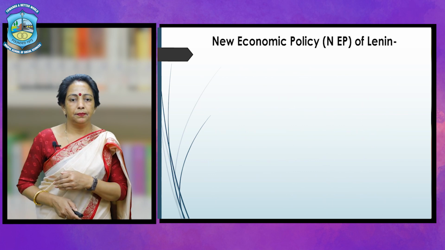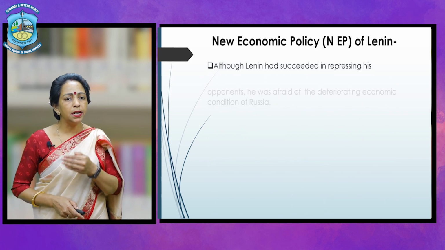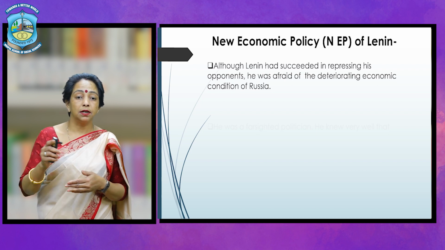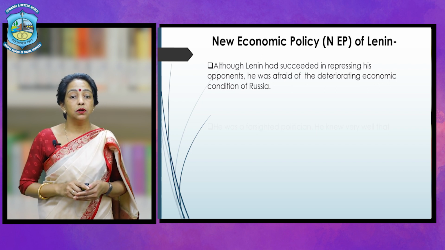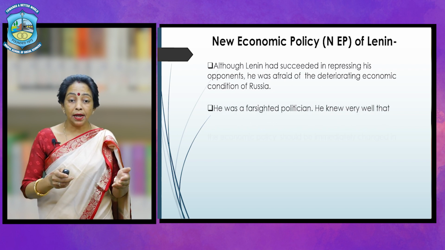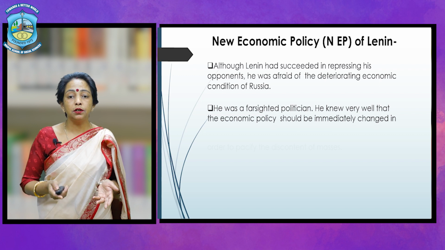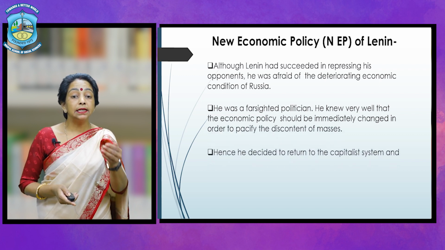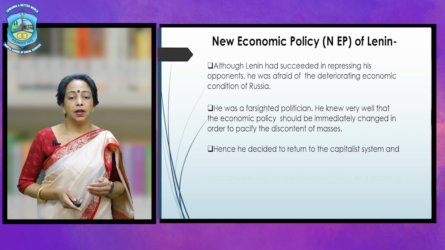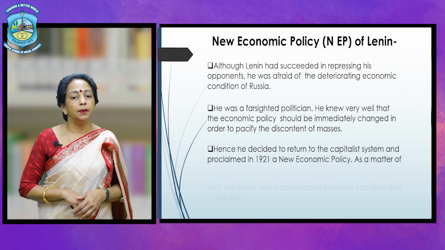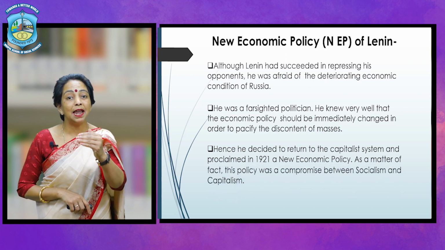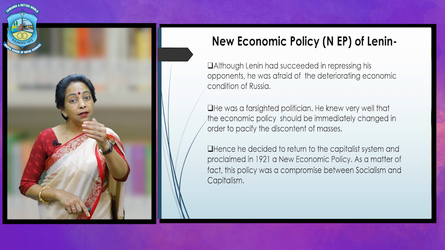Later in 1921, some problems again started in Russia, and these were all economic problems. So Lenin issued a new economic policy, in short we can call it NEP. Although Lenin had succeeded in repressing the opponents, he was afraid of the deteriorating economic conditions of Russia. He was a far-sighted politician. He knew very well that the economic policy should be immediately changed in order to pacify the discontent of the masses. Hence, he decided to return to the capitalist system and proclaimed in 1921 a new economic policy. As a matter of fact, this policy was actually a compromise between socialism and capitalism.